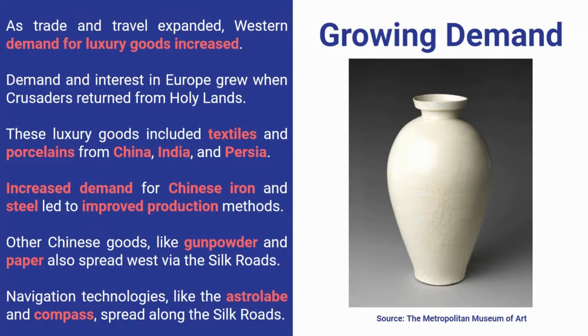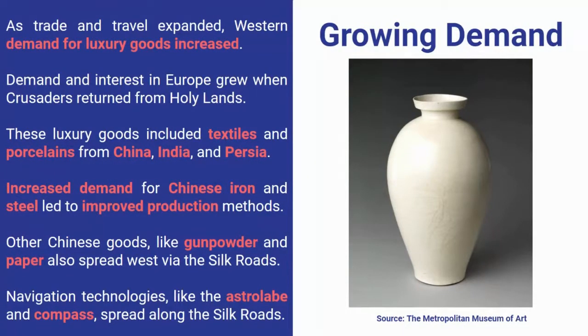Those were the regions that were making a lot of textiles and porcelains like you see there on the right. This is actually from the Song Dynasty. They were making these and exporting them to European and African markets. There was also increased demand for metal, and so Chinese iron and metal production increased. And you also need to understand that the methods for making those things also improved.